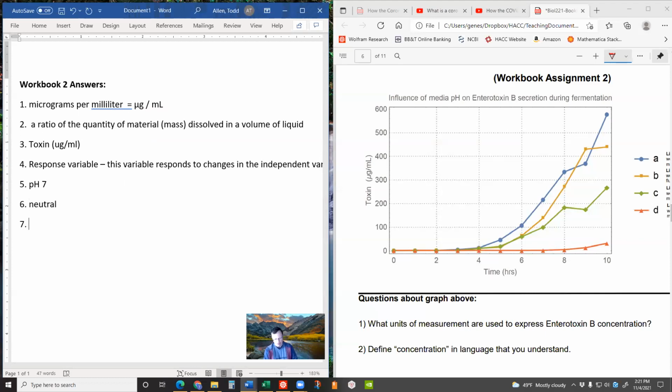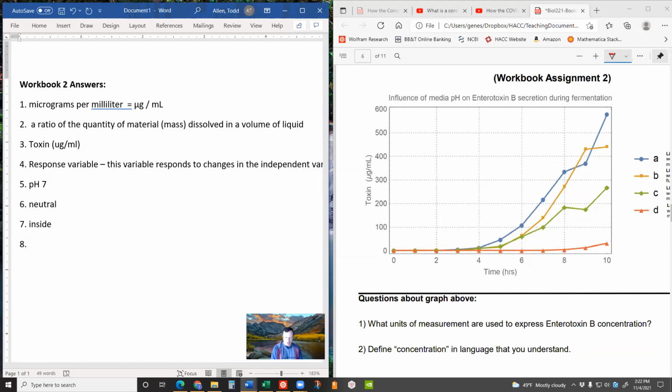Question 7, is enterotoxin B manufactured inside or outside a cell? Well, cells always make useful things inside their interior and then tend to pump them out of the cell. So the answer is inside. I don't know that you have any special knowledge of enterotoxins at this point. You will later on in the semester. Enterotoxins are almost always proteins, and you know that proteins are made inside cells.